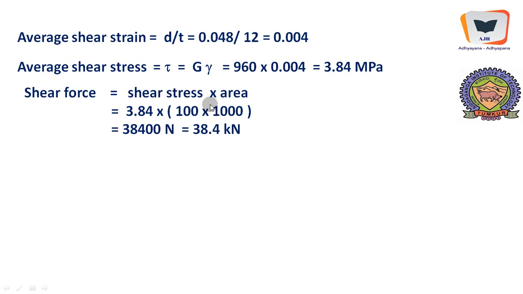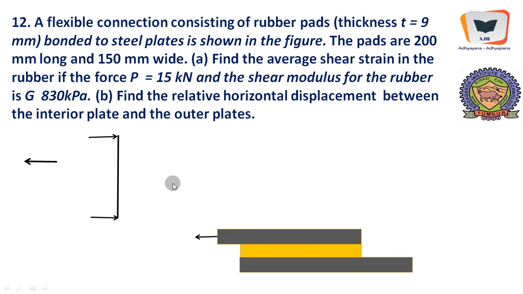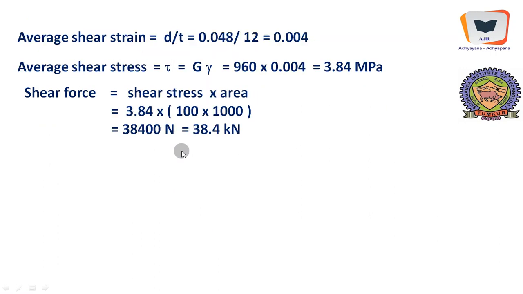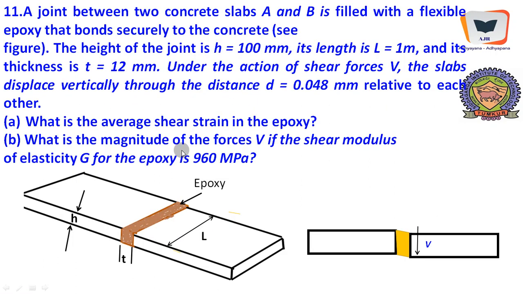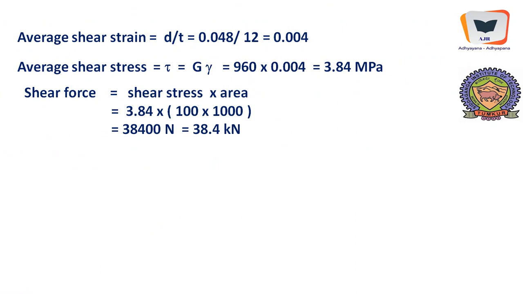Therefore, shear force is shear stress into area, and the area is this. This is length, and this is thickness, or height. Length into height forms the cross-sectional area subjected to shear as far as the epoxy is considered. Therefore, shear stress is 3.84, and the area subjected to shear force is 100 into 1000, 1000 being the width and 100 the depth. Therefore, it will give us the magnitude of shear force.